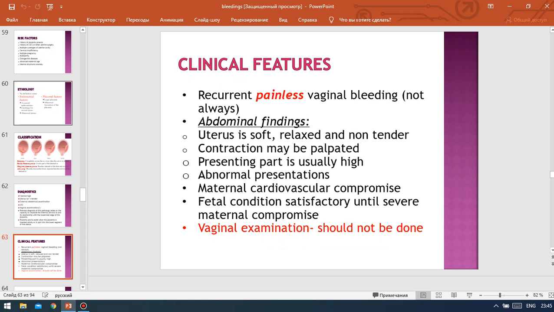Vaginal examination should not be done. If we have done an ultrasound investigation before and made the diagnosis, we don't do vaginal examination. But if we have no ultrasound investigation and we think about it, it must be gentle and careful.